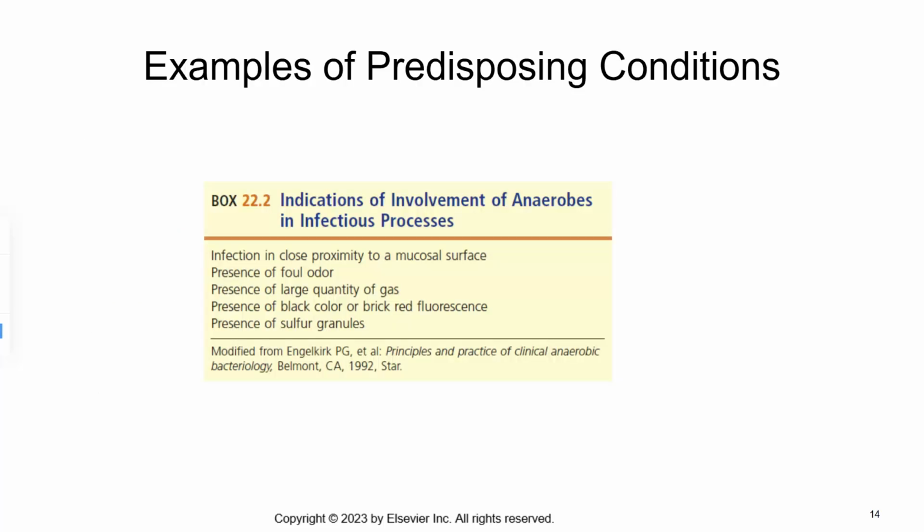Indications of involvement of anaerobes in infectious processes: infection in close proximity to a mucosal surface. Presence of foul odor. That's one of the keystones of an anaerobic infection: the odor coming from the actual patient is a really putrid and foul smell. You can smell the wound or the area, and it's a horrible smell, and you can assume that it's anaerobic involvement. Presence of a large quantity of gas, black color or brick red fluorescence, or presence of sulfur granules.